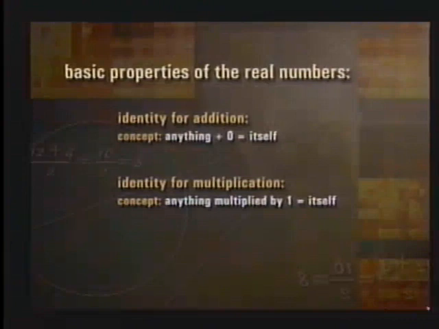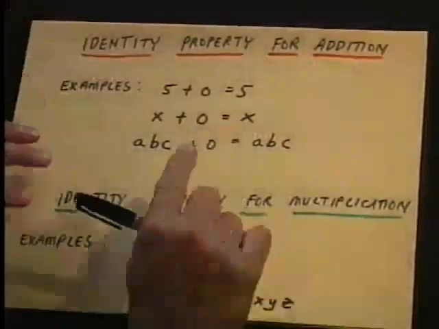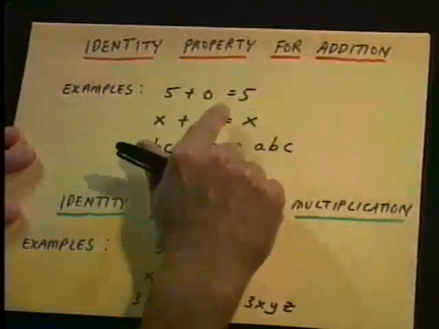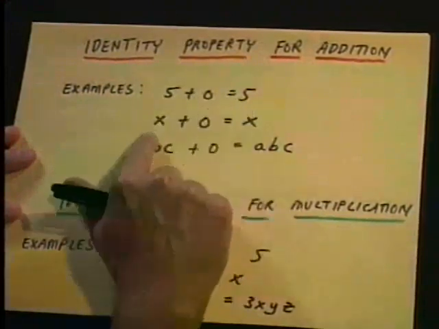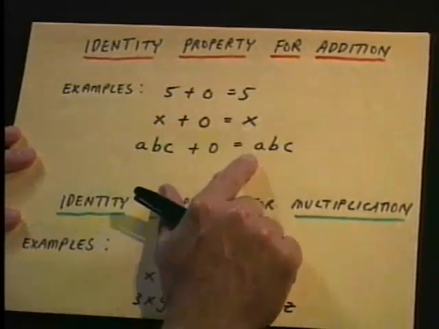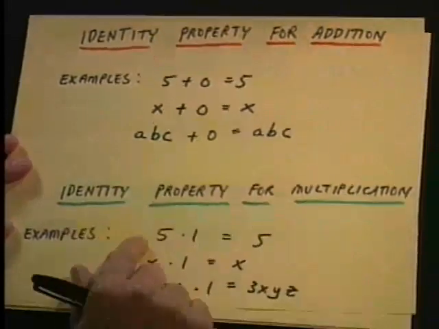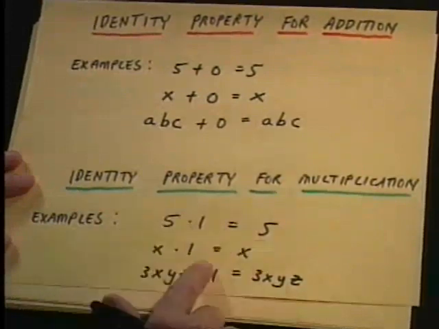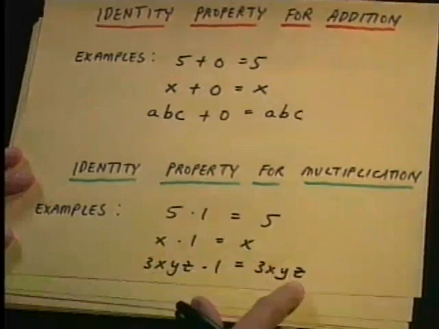And one, identity for addition, the concept, anything plus zero equals itself. And the identity for multiplication concept, anything multiplied by one gives you itself as well. So looking at some examples here, we started out with the example for identity for addition, anything plus zero is itself. In this case, 5 plus 0 is 5. It works for variables. X plus 0 equals X. A times B times C plus 0 gives us A times B times C. And the identity property for multiplication, anything times 1, whether it be numerical or variable, comes out to be itself.